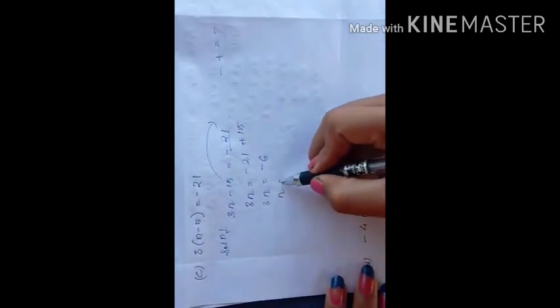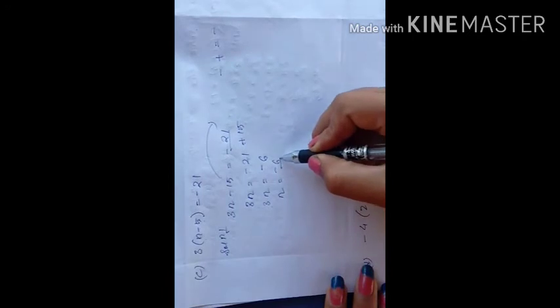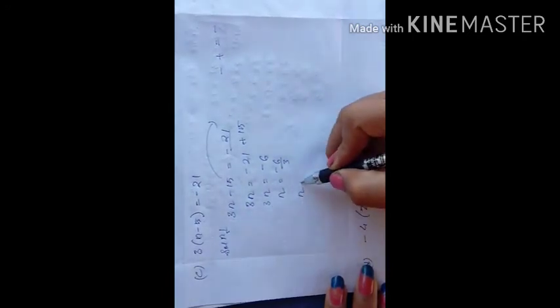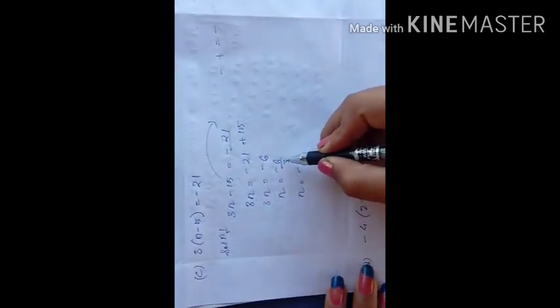Now n equal to, this 3 will come to this side and it will become divide. Now n equal to how much? Minus 2. 6 divided by 3 is 2, and since the value is negative, it will become minus 2. So what is the value of n? n equal to minus 2. Now come to the next question, question number D.